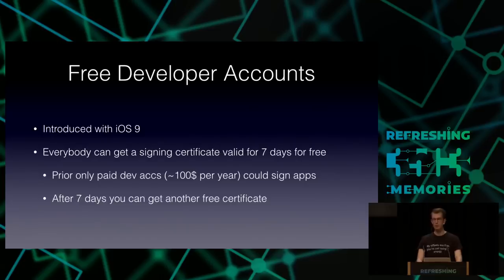This somewhat changed when Apple introduced free developer accounts around the time they released iOS 9. These developer accounts allow everybody who has an Apple ID to get a valid signing certificate for 7 days for free. So you can actually create an Xcode project and run your app on your physical device. Before that, that was not possible. The only way to run your own code on your device was to buy a paid developer account, which is like $100 per year if you buy a personal developer account. But now you can just get that for free. And after 7 days, the certificate expires, but you can just request another one for free and keep doing that, which is totally enough if you develop apps.